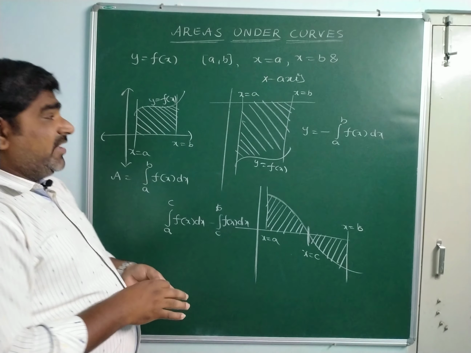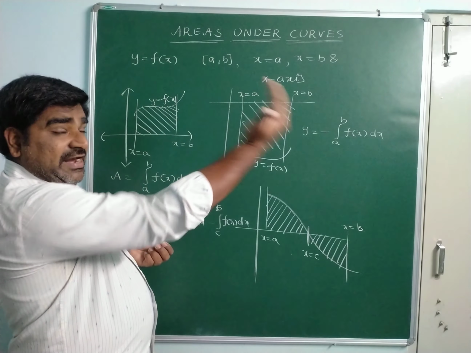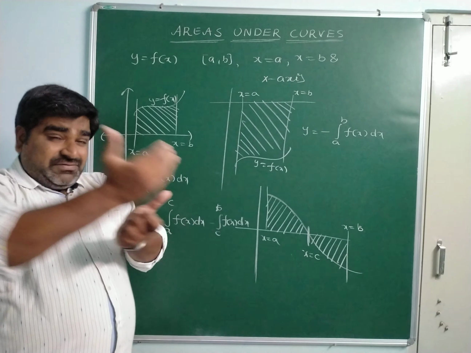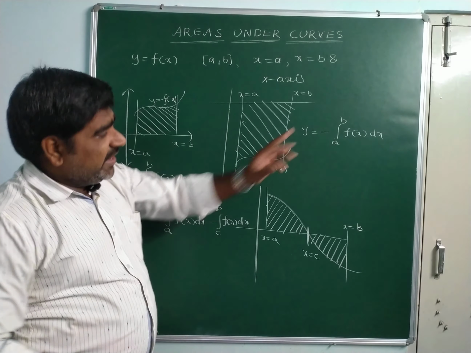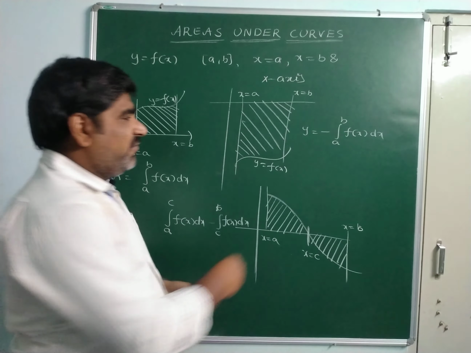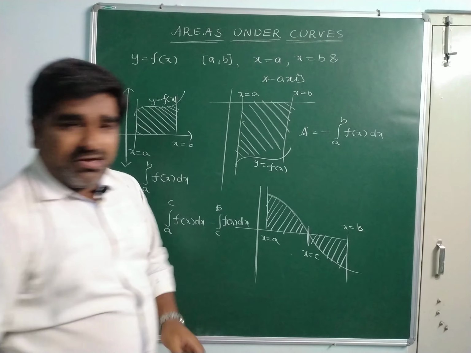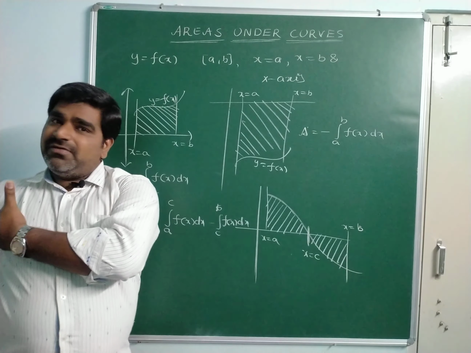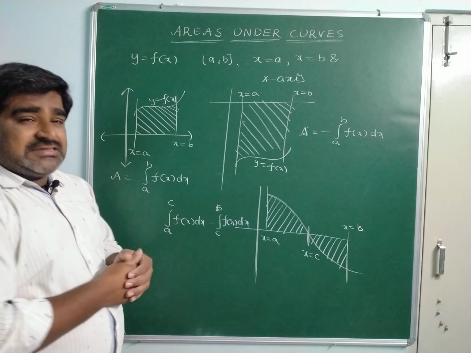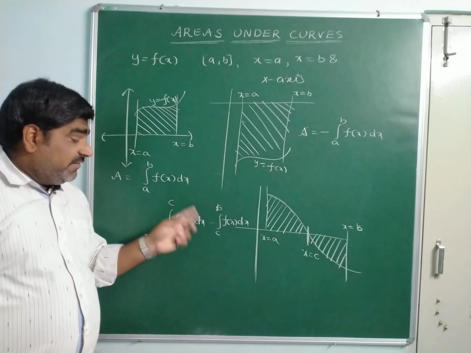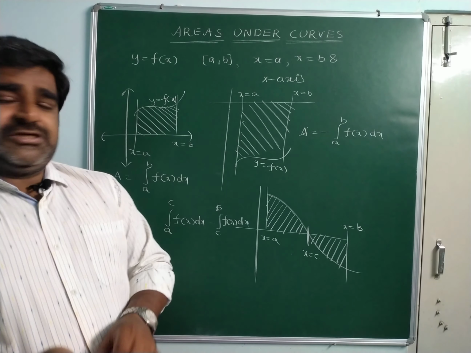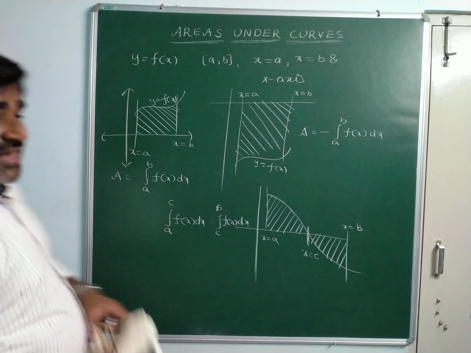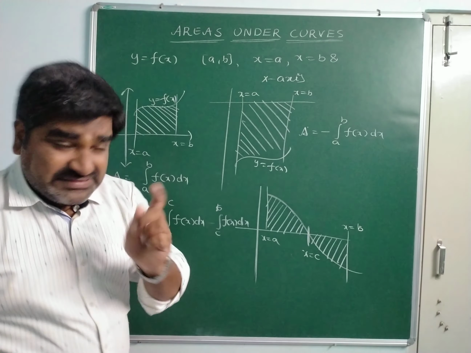So when the y-axis is given, how do you find the area? If the curve lies on the right side of the y-axis and it is positive, the area is integral a to b f of y dy. If the curve lies on the left side of the y-axis, then the area is minus integral a to b f of y dy. If some part of the curve lies on the right side of the y-axis and some part on the left side, then the area is integral a to c f of y dy minus integral c to b f of y dy. Right. So this is the process when a single curve is given.